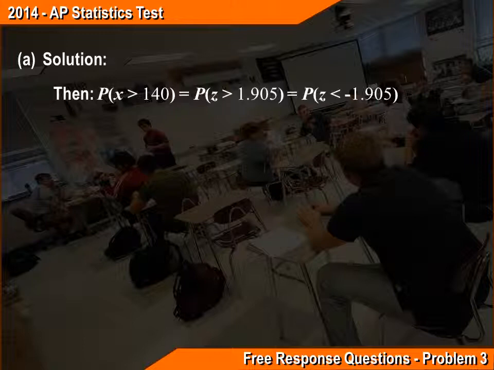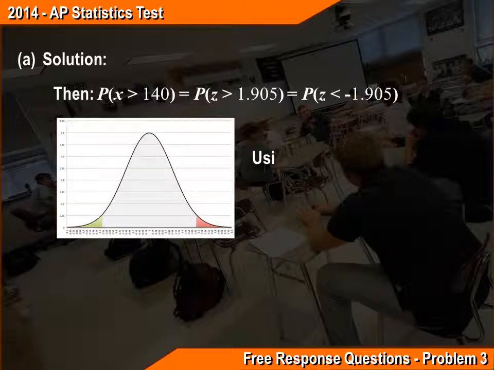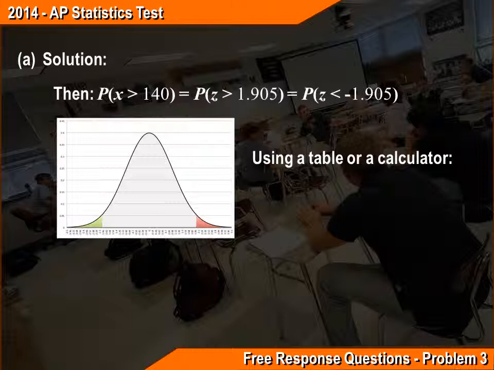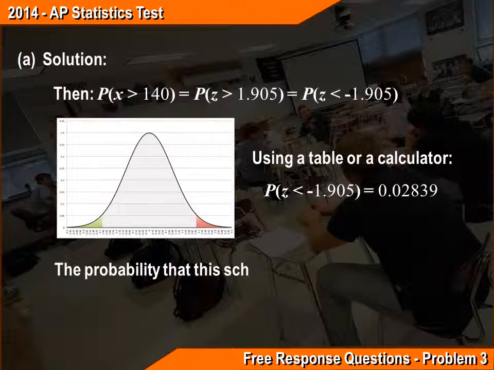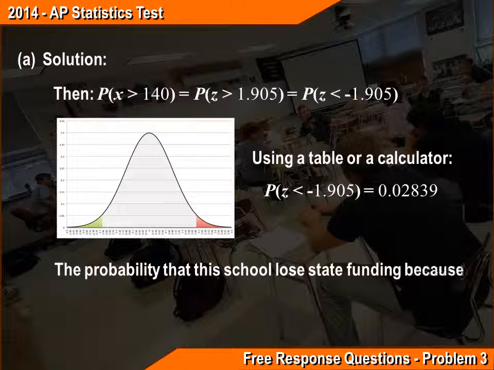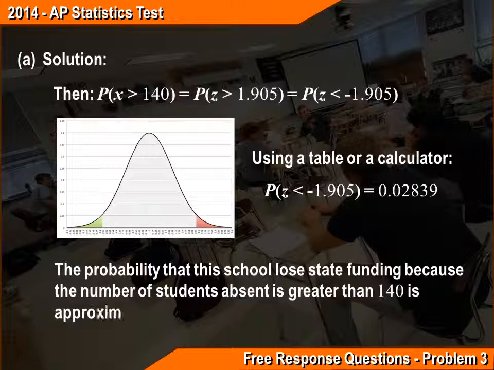To compute these probabilities, we can use a table or a calculator. With any of these two items, we can find that the probability is going to be 0.02839. We may then conclude that the probability that this school loses state funding because the number of students absent is greater than 140 is approximately 2.84%.